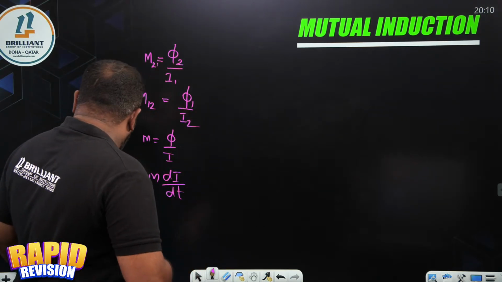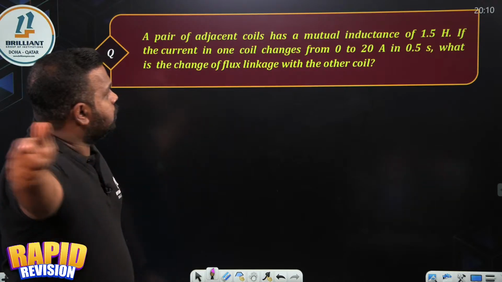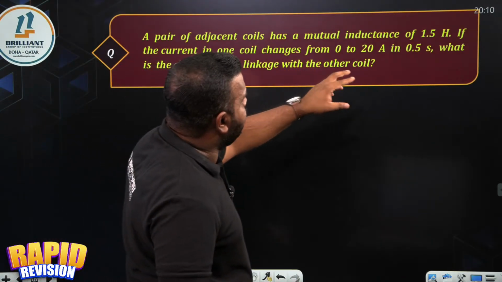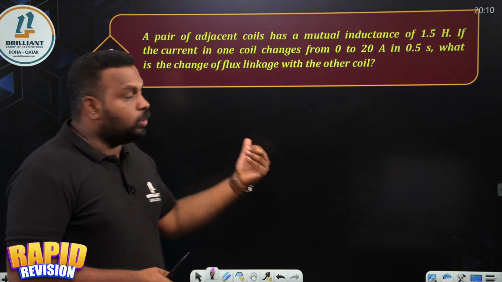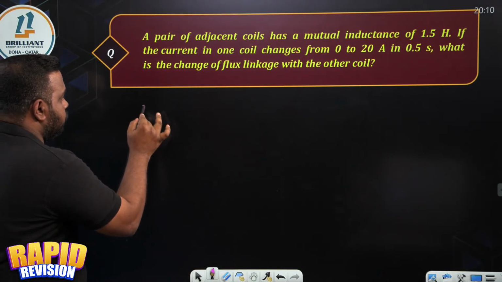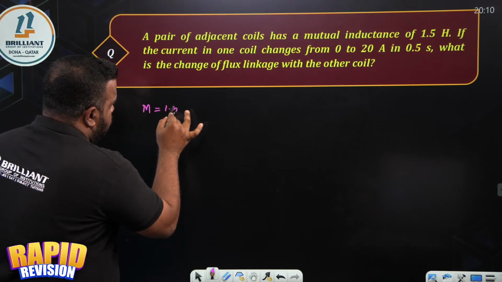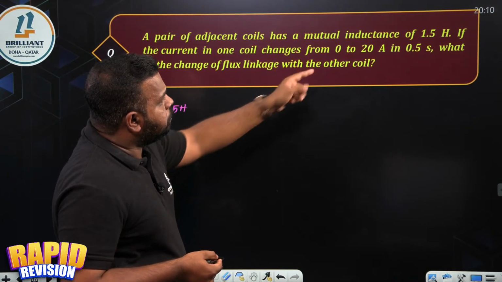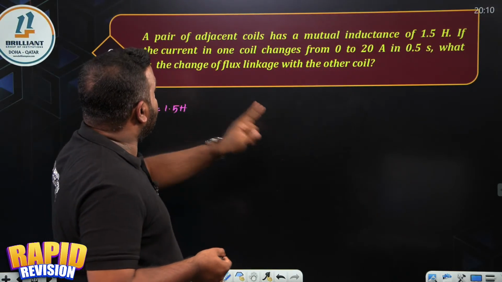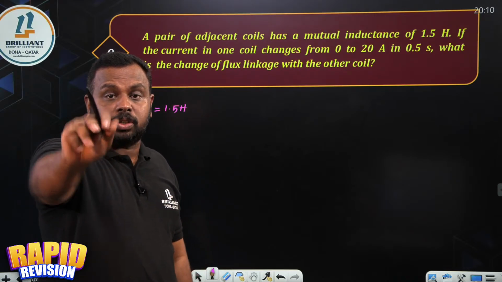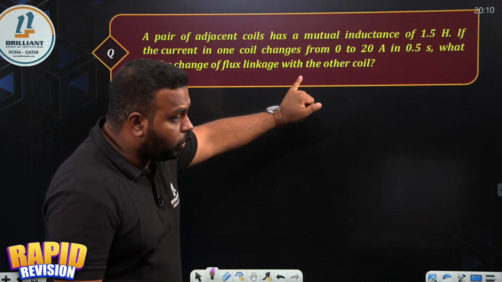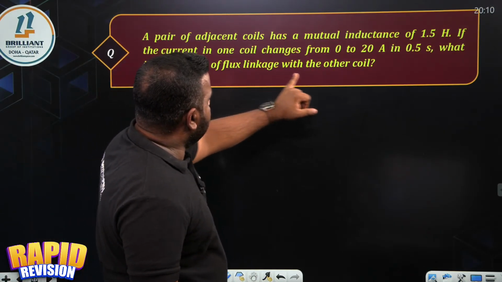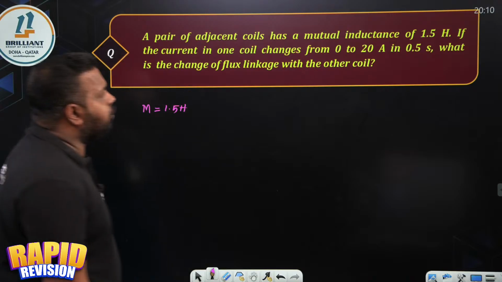Yeah. Next, there is a question from mutual inductance. A pair of adjacent coils has a mutual inductance of 1.5 Henry. If the current in one coil changes from 0 to 20 ampere in 0.5 seconds, what is the change in flux? Please note, here they are not asking the EMF. The question is to find change in flux. Only change in flux linked with the coil.